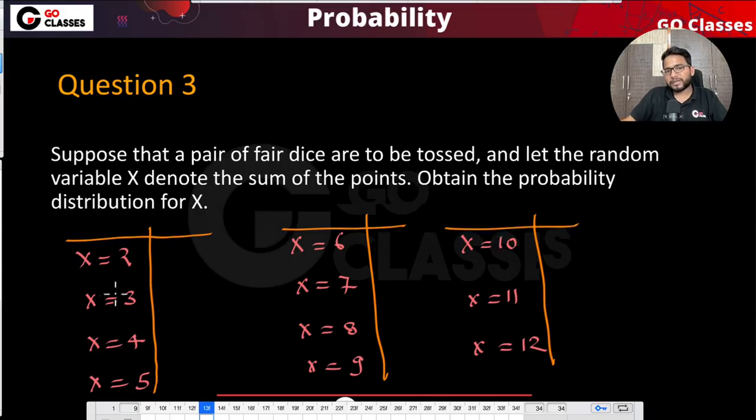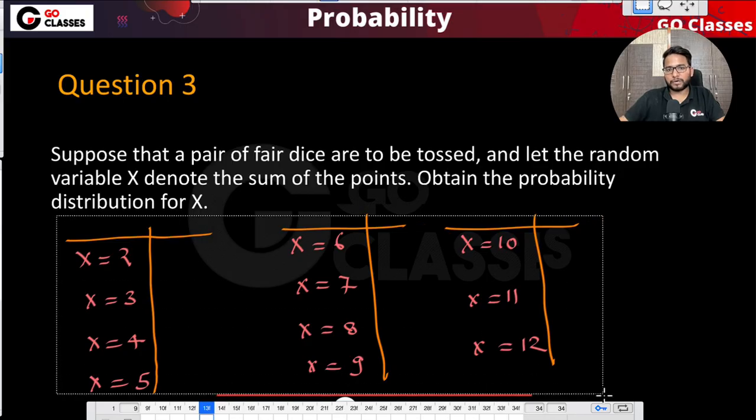So what is the probability that x will be taking 2? When is x 2? Whenever you are having 1, 1, isn't it? And there are different possibilities. Maybe I can go to the next page. There are many possibilities. I think there are 36 possibilities, and each of them has equal probability.